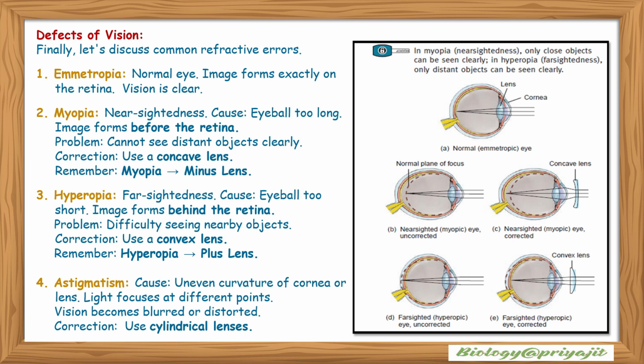Now we'll go to astigmatism. The cause is uneven curvature of the cornea or lens. The lens focuses at different points and vision becomes blurred or distorted. Its correction uses cylindrical lenses.